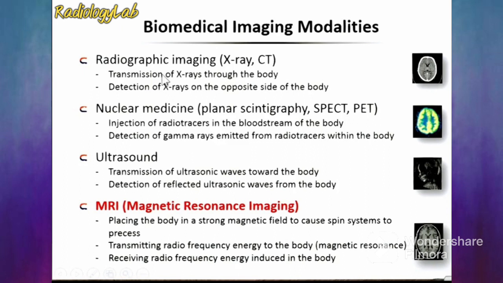So it is about the injection of radio tracer in the bloodstream of the body and detection of gamma rays emitted from the radio tracer within the body. And ultrasound is about the transmission of ultrasonic waves towards the body and detection of reflected ultrasonic waves from the body. And MRI is about placing the body in a strong magnetic field that causes the spin system to precess, and transmitting radio frequency energy to the body, which causes magnetic resonance, and receiving radio frequency energy induced in the body. So we are talking about MRI in detail in this video.